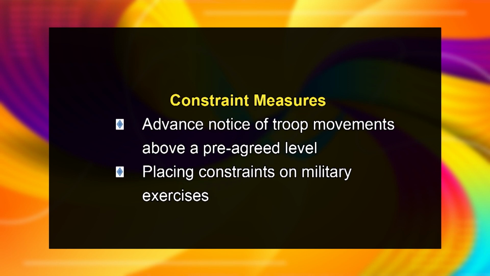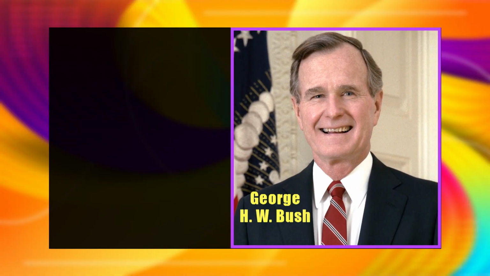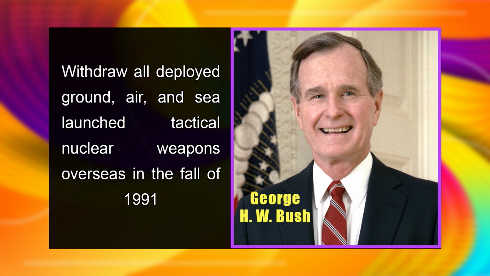Second, constraint measures. Constraint measures are designed to keep certain types and levels of states' military forces at a distance from one another, especially along borders. These measures could include the advance notice of troop movement above a pre-agreed level or placing constraints on military exercises. Limited force deployment zones or thin-out zones also restrict the type and number of military equipment or troops permitted in or near a certain territory or border. An example of this constraint was former President George Bush's decision to withdraw deployed ground, air and sea-launched tactical nuclear weapons overseas in the fall of 1991.